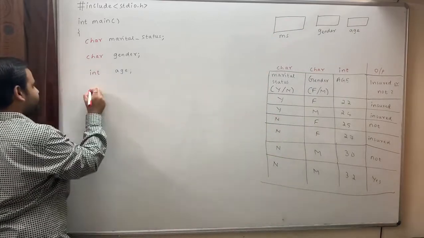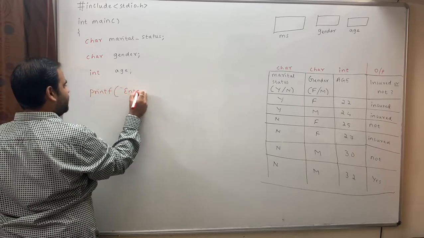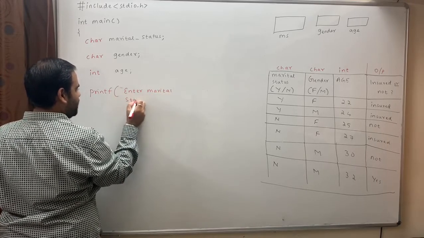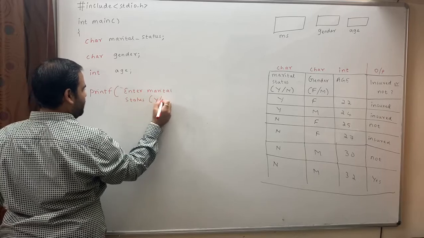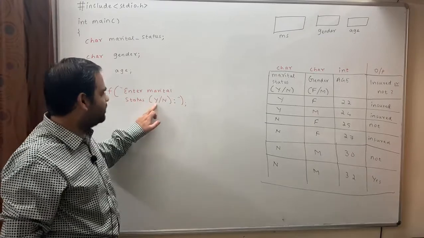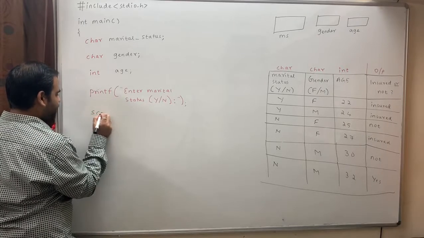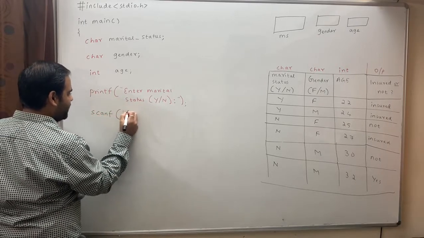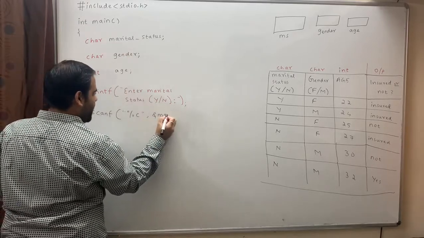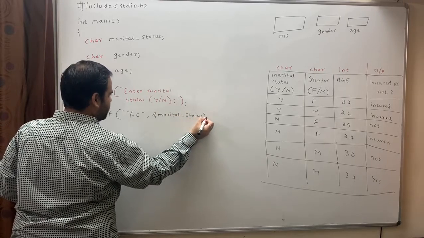You need to read it. How do we read it? We say you read it as enter marital status. Now what do we give? We say here Y bar N to the end user, so that the end user will know either to enter Y or to enter N. And this marital status is of what data type? It is of character data type. Therefore we say %c, ampersand, and what is the variable name? marital_status.